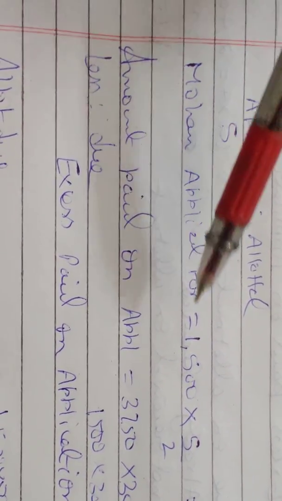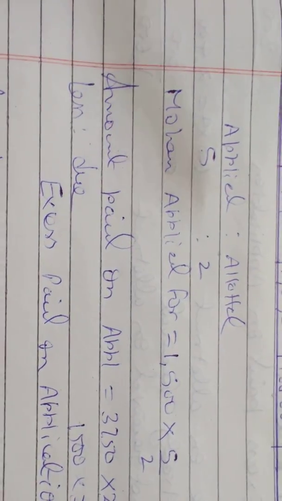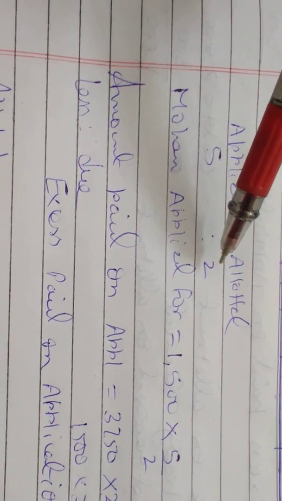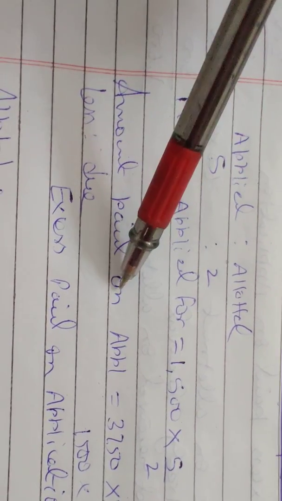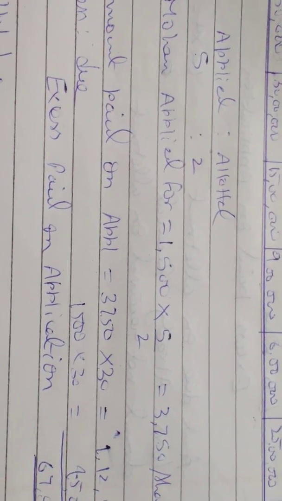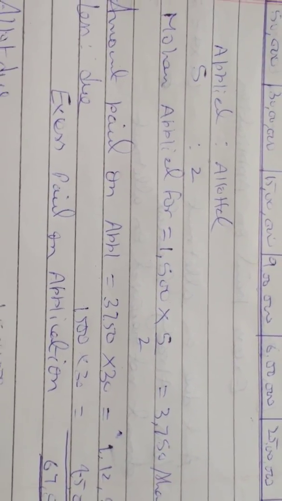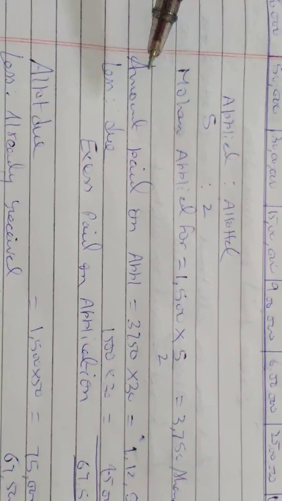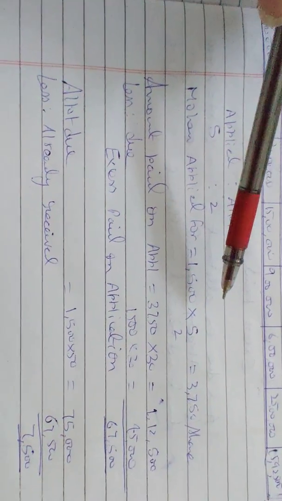So Mohan applied for what? Clear? And what is given? Mohan allotted. The ratio of allotted is 2. So whatever is given, that ratio will come down. 1500 into 5 by 2. This means Mohan applied for 3,750 shares. Now amount paid on application, 3,750 into 30.